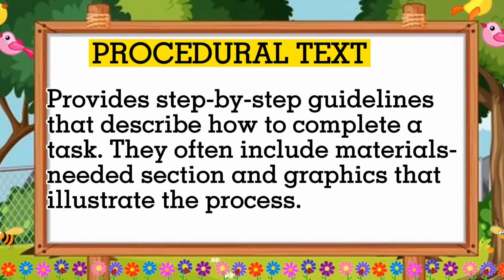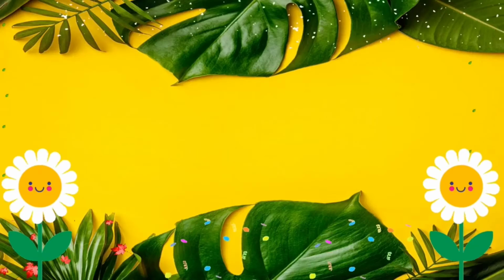Number 2. Procedural text provides step-by-step guidelines that describe how to complete a task. They often include materials needed section and graphics that illustrate the process. Take note that procedural text is a list of sequence of action of steps needed to make or do something.